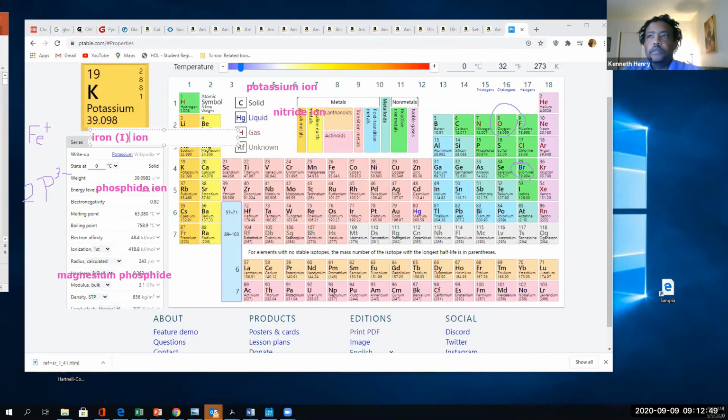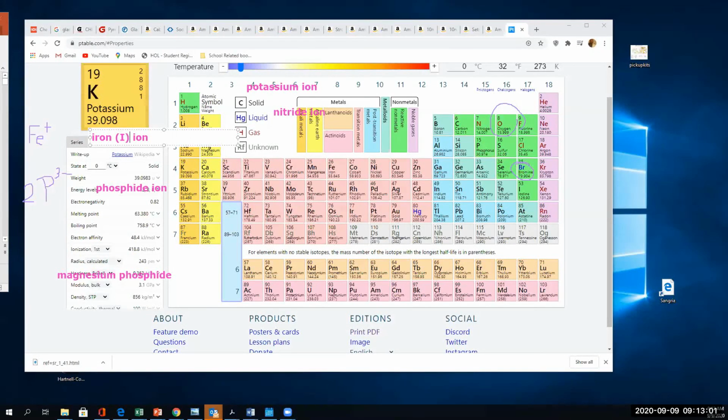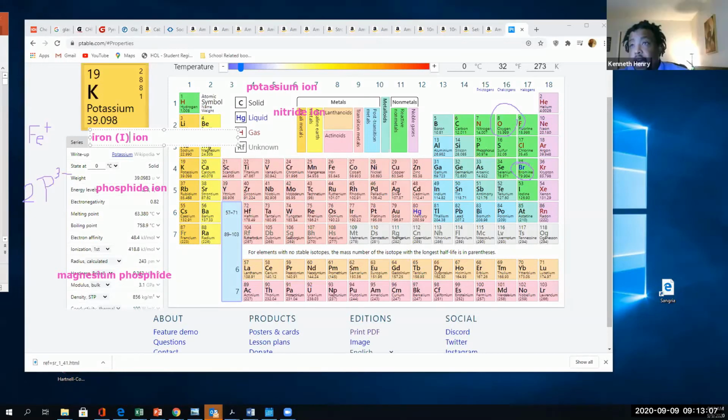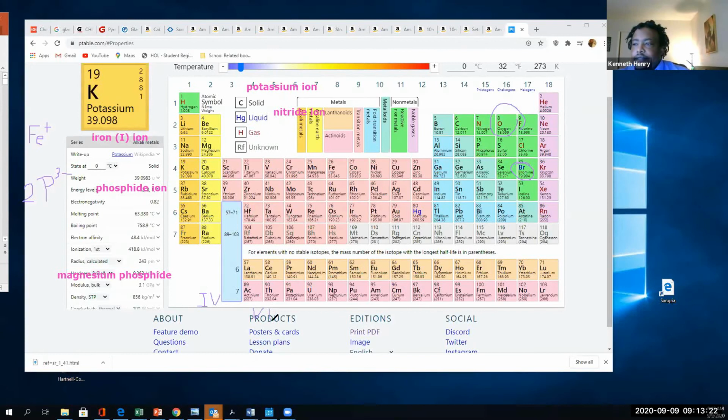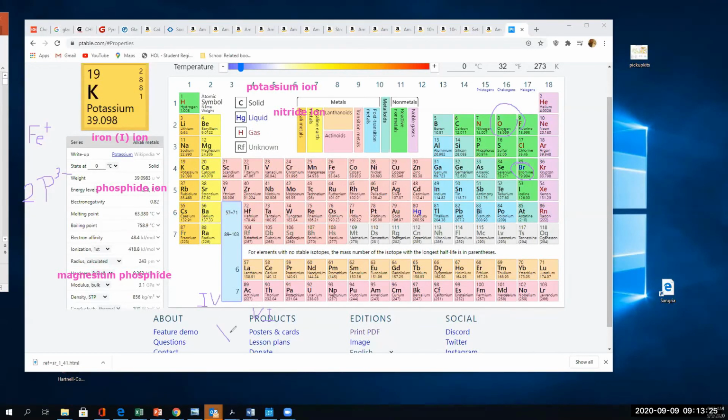We use Roman numerals. You guys know your Roman numerals? I means what? 1. II means 2. V means 5. IV means 4. VI means 6. X means 10. Okay, you guys got it.